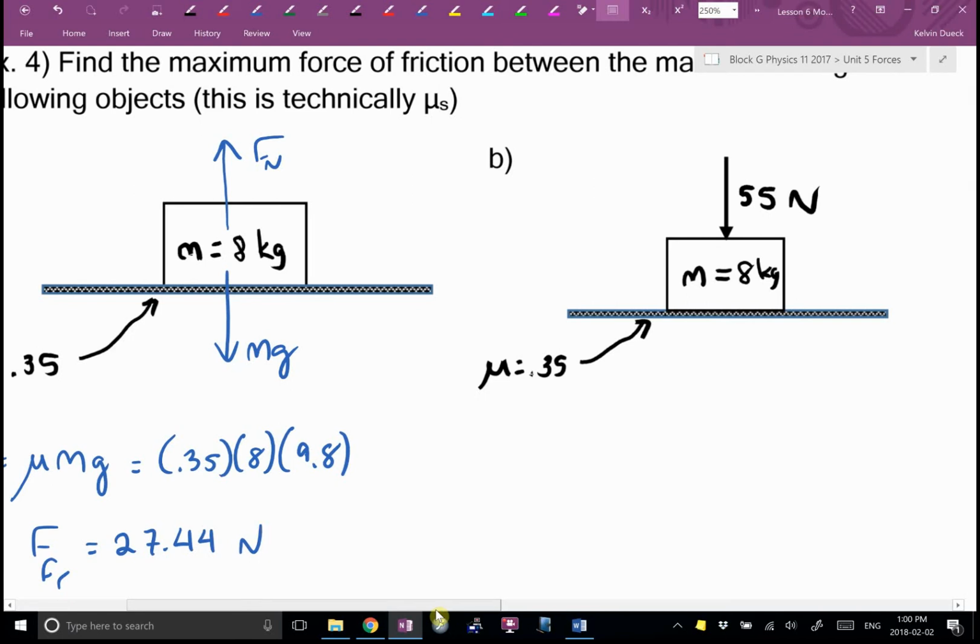In B, there's an extra force pushing down. See it? What are the forces acting on this? Get the obvious one. Gravity. Is this sinking into the ground like quicksand? Is it flying at you like Superman? So vertically, my forces must be, I'm looking for a word, the letter B, balanced.